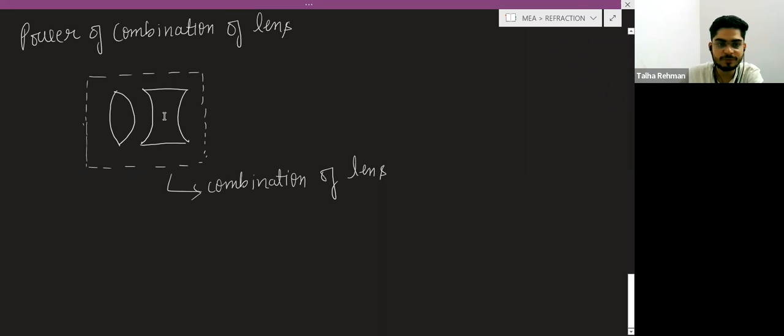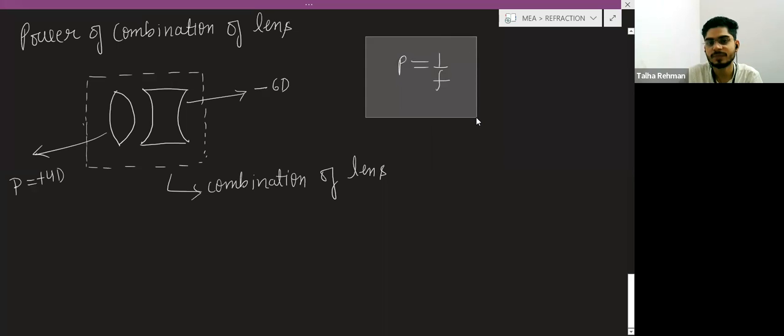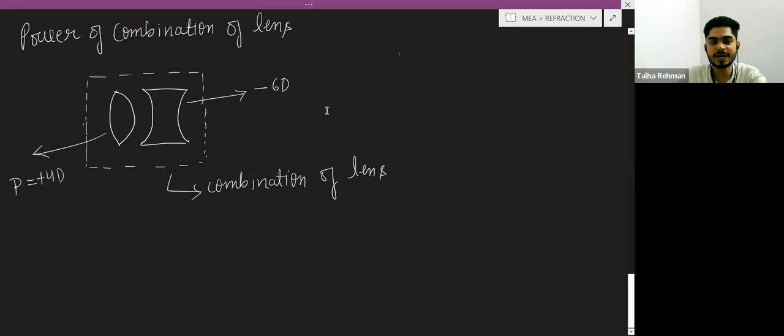This is concave, we know. This is convex. For the concave, suppose the power is -6 diopter, and for convex the power is, suppose, +4 diopter, because we know that power is 1 upon focal length, in meter, and the focal length of concave will be negative. For the concave, the focal length will be negative, so power will be negative. So that is why I have taken negative power of the concave lens.